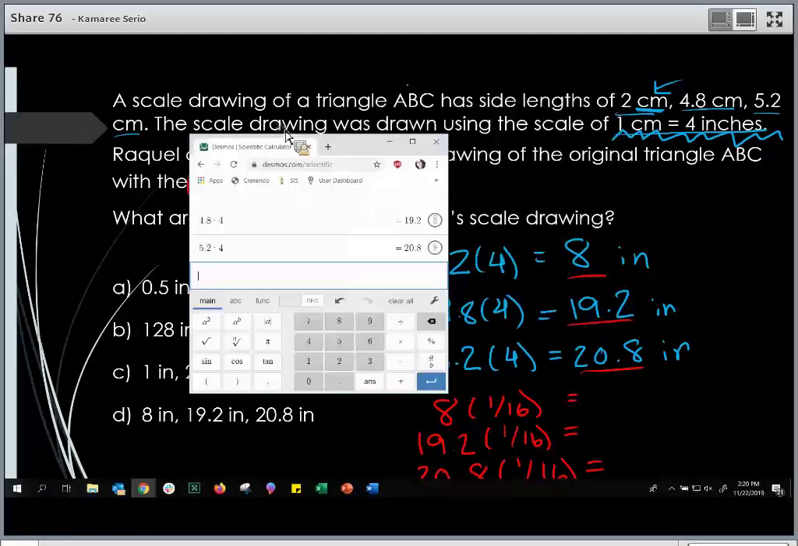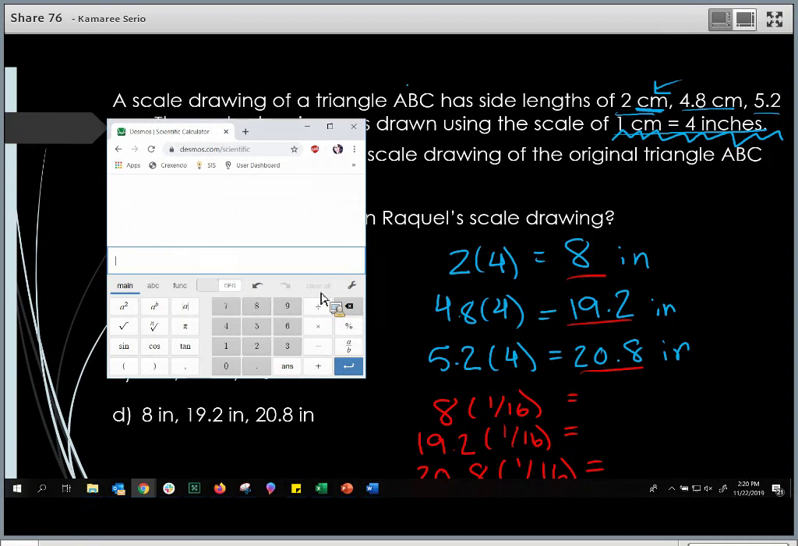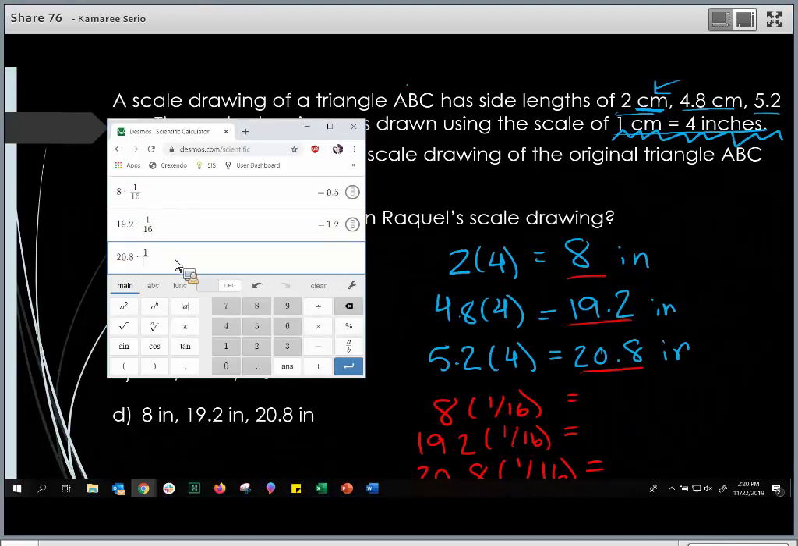So let's bring back my calculator because we have some fractions here. So 8 times 1/16, 19.2 times 1/16. Oh, that's why. It should be 19.2. That did not change it. Let me just redo it. 19.2 times 1/16. And then I have 20.8 times 1/16.